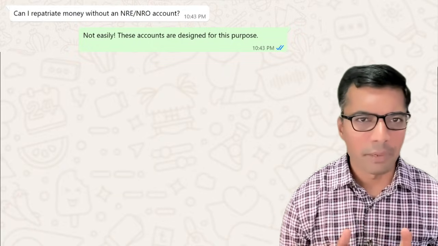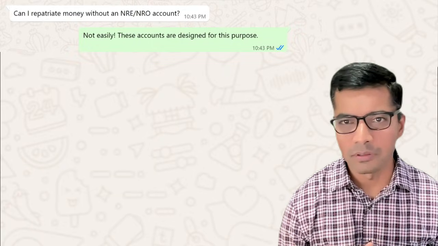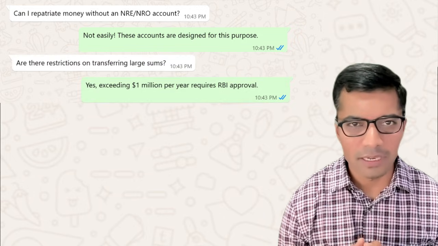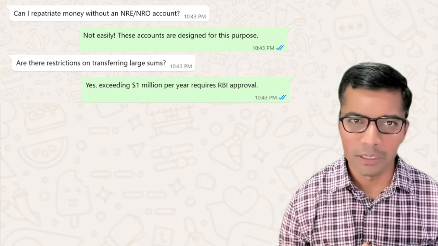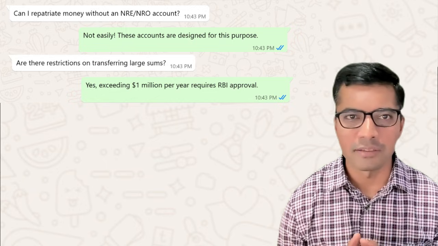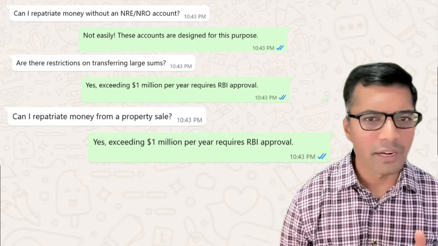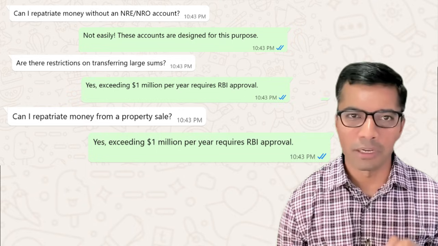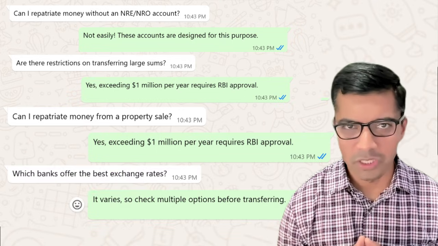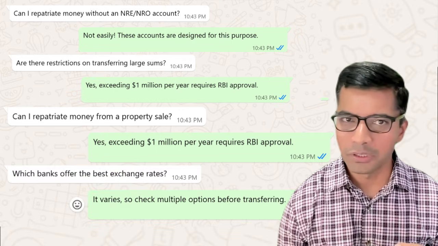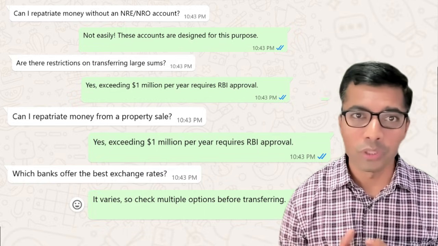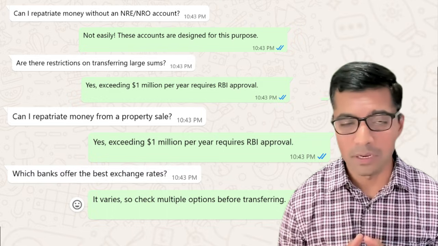Finally, let's answer some common questions. Can I repatriate money without an NRE or NRO account? Not easily. These accounts are designed for this purpose. Are there restrictions on transferring large sums? Yes, exceeding $1 million per financial year requires RBI approval. Can I repatriate money from a property sale? Yes, but it requires tax clearance and supporting documentation. Which bank offers the best exchange rate? It varies. So the recommendation is to check multiple options and even open an account and work with your relationship manager before you transfer a large amount of money.